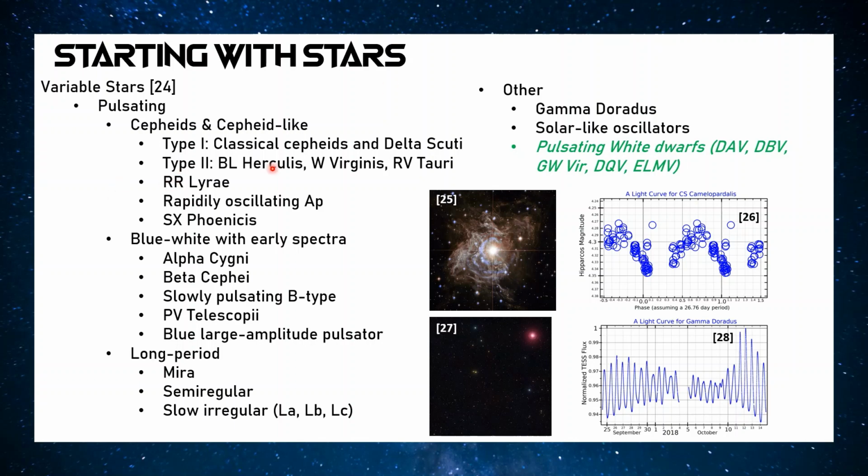There's type 1, these are classical Cepheids or the Delta Scuti. They are giants with periods of days to months. There's type 2, which are metal poor, low mass stars with 1 to 50 day periods. Specifically the Delta Scuti, these are young pulsating stars.